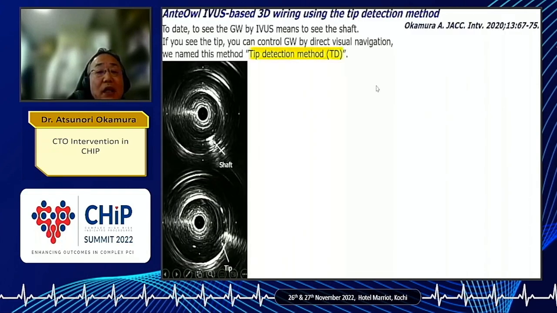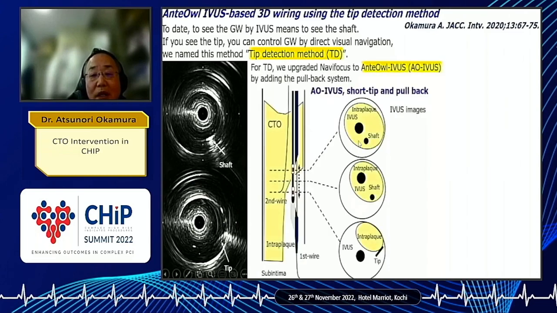So this is a tip detection method using the CTO specific IVUS. The CTO specific IVUS is a short tip and also a pullback transducer system. It's a good IVUS for the tip detection method. The tip detection method means that if we use the pullback system, you can see the second guide wire shaft, and also you can see the second guide wire tip.